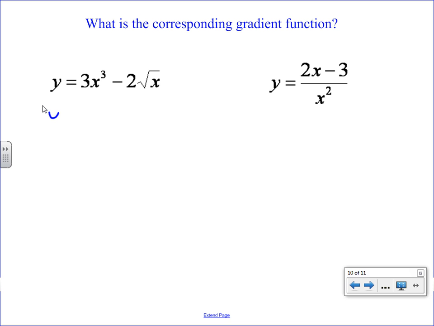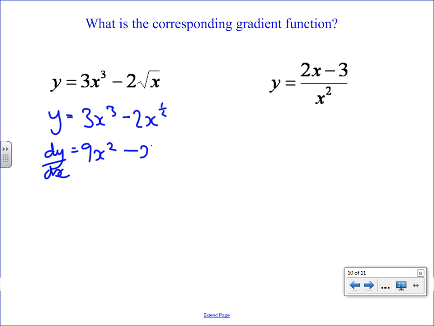Okay, this isn't in the form we want yet. 3x to the 3 minus 2x to the half. Bring that down, that's 9x squared. Got dy by dx now. Minus 2 times a half is 1, x to the minus a half. Excellent. Would that be the answer, the format they want it left in? Yeah.